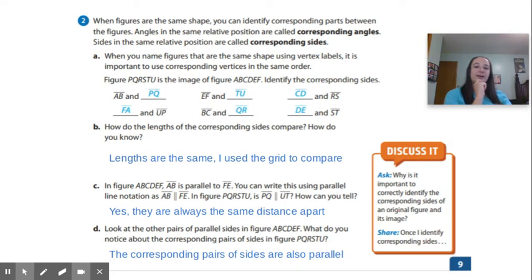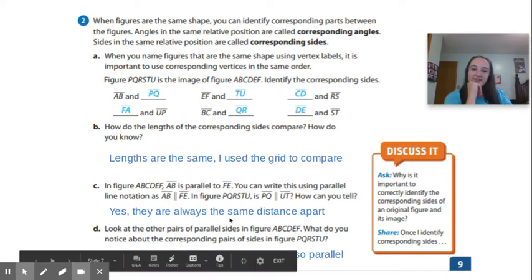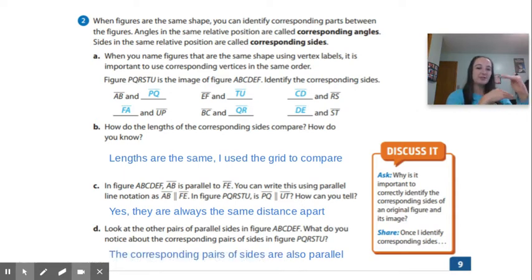When something is parallel, you can write that by doing these two lines that look like this. It's like instead of an equal sign, you flip it like this or rotate it so it's like this. That shows that something is parallel. So line AB, remember that's our long line, is parallel to line FE. So they are parallel, which means they'll never touch, and they are always the same distance apart. That's how we know they are parallel, because they're always that same distance away from each other.